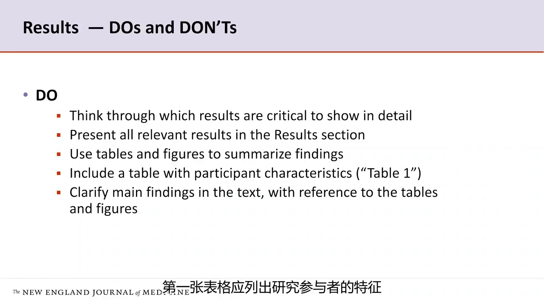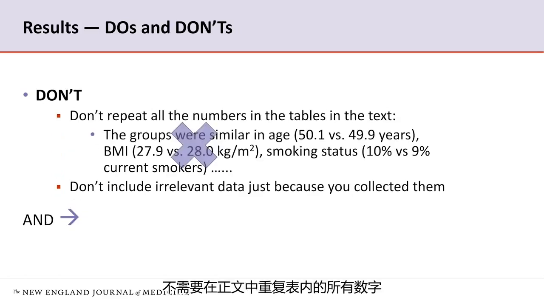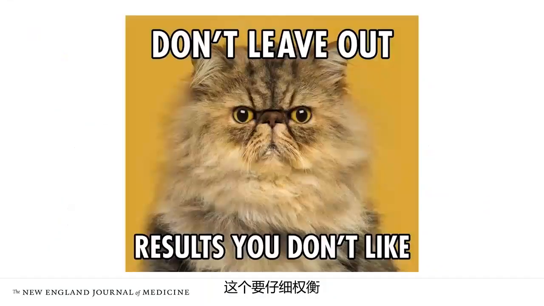The first table should include characteristics of the study participants. Use the text to clarify the main findings of those tables and figures, referring to each one as appropriate. You do not need to repeat all of the numbers in the tables within the text. Also, be sure to leave out irrelevant material, so it's a balance. Finally, don't leave out results you don't like.